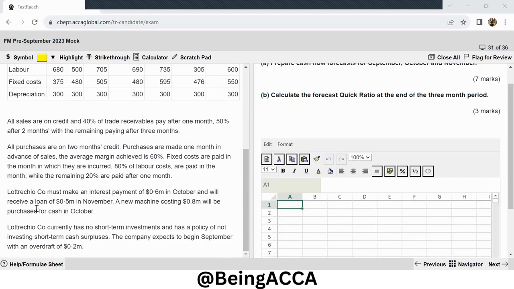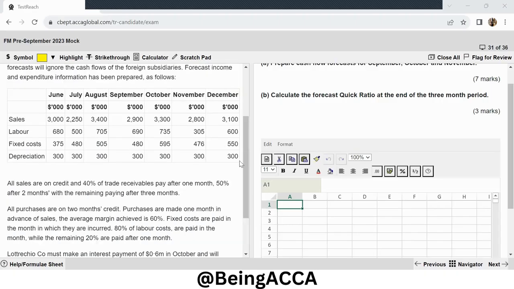There is an annual interest payment in October, and a loan is received in November. A machine costing this much will be purchased for cash in October. Lottrechio company currently has no short-term investments and has a policy of not investing short-term cash surpluses. The company expects to begin September with an overdraft of $0.2 million.